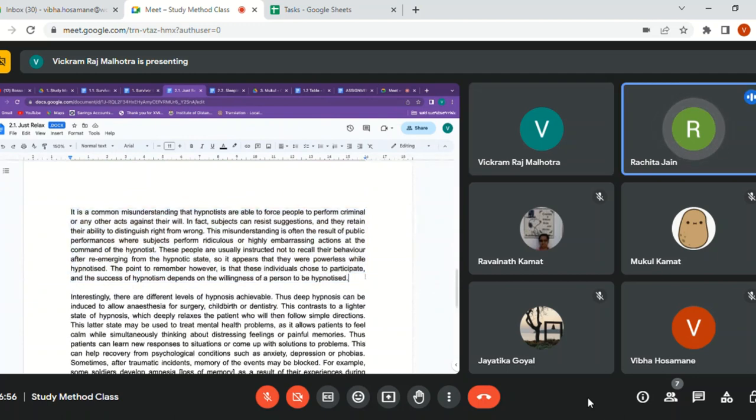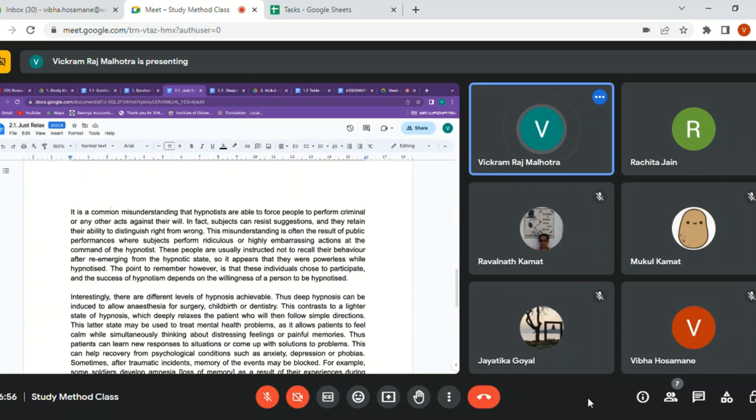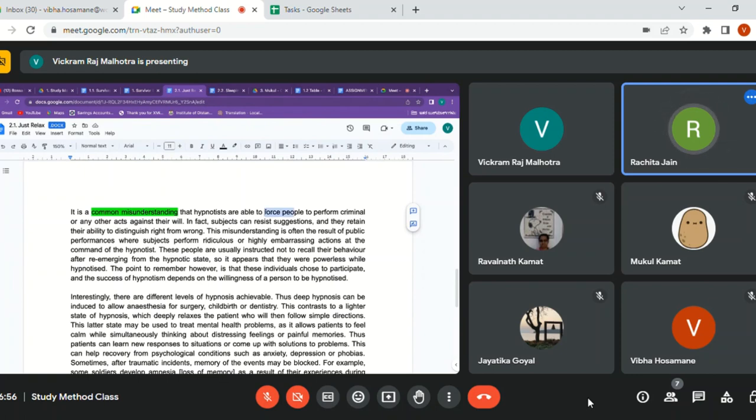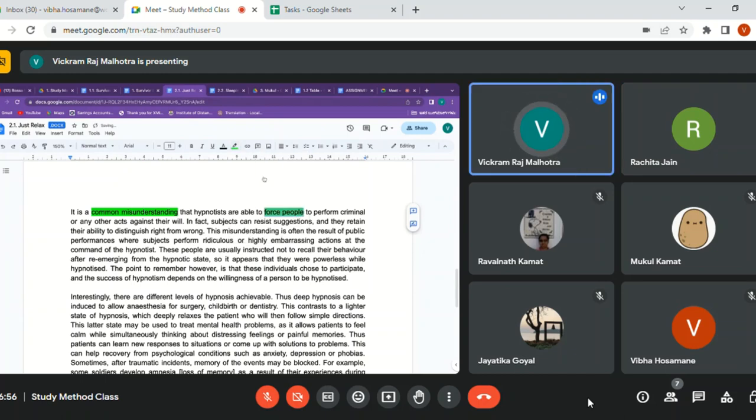It is a common misunderstanding that hypnotists are able to force people to perform criminal or any other acts against their will. In fact, subjects can resist suggestions and they retain their ability to distinguish right from wrong. Okay, let's hold there. Tell me the keywords, please. Common misunderstanding. I think common misunderstanding. Right. So it's a common understanding that people can be forced. Next keyword.